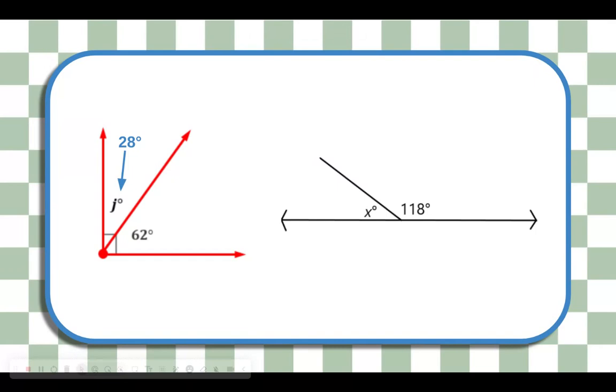And then on this next one, you notice that it's a flat line. So according to the video I showed you before, a flat line is 180 degrees. So if you know that part of it's 118 degrees, the other part is x degrees, you just need to do 180 minus 118. And the missing part is 62 degrees. So I think there is a slide on your classwork where you're going to see something like this.